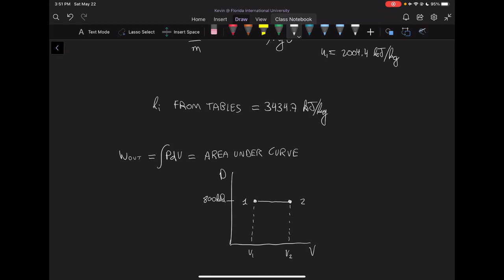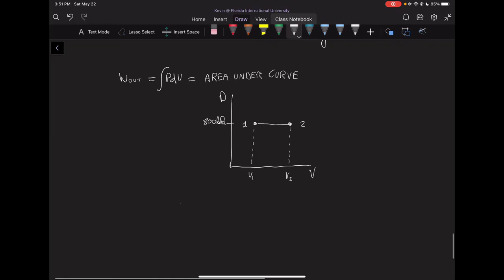And so we can just write that the area under the curve, the work out, is equal to pressure times V2 minus V1. And that is equal to 800 multiplied by 0.2 minus 0.1. The volumes are given in the question directly. So we have 80 kilojoules of work, positive work. Okay, we're going from 1 to 2.